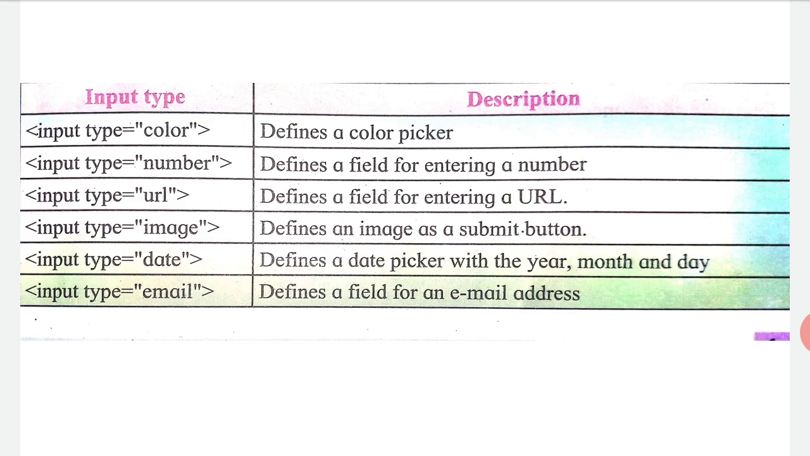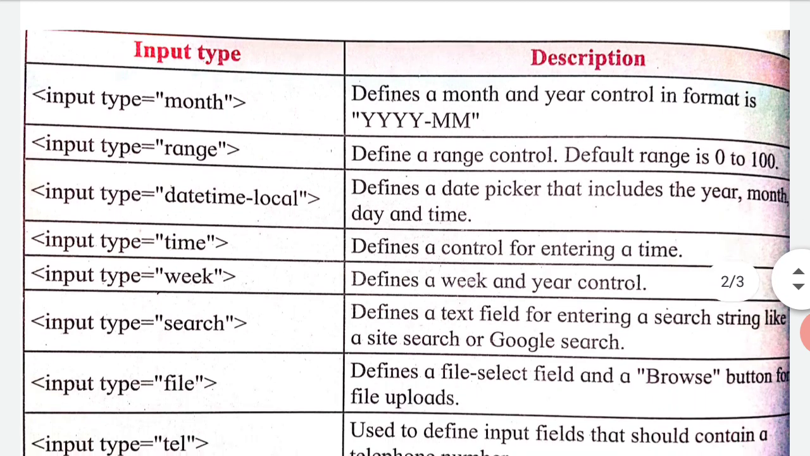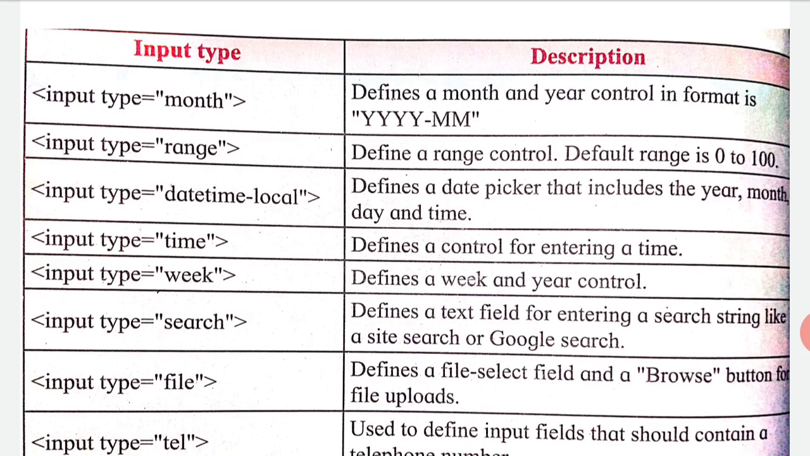Next, input type equal to email. Input type equal to email defines a field for an email address. Next, input type equal to month. It defines a month and year control in the format YYYY-MM, that is the year and month. Example: today's date, so 2020, and the month is June, that is 06.